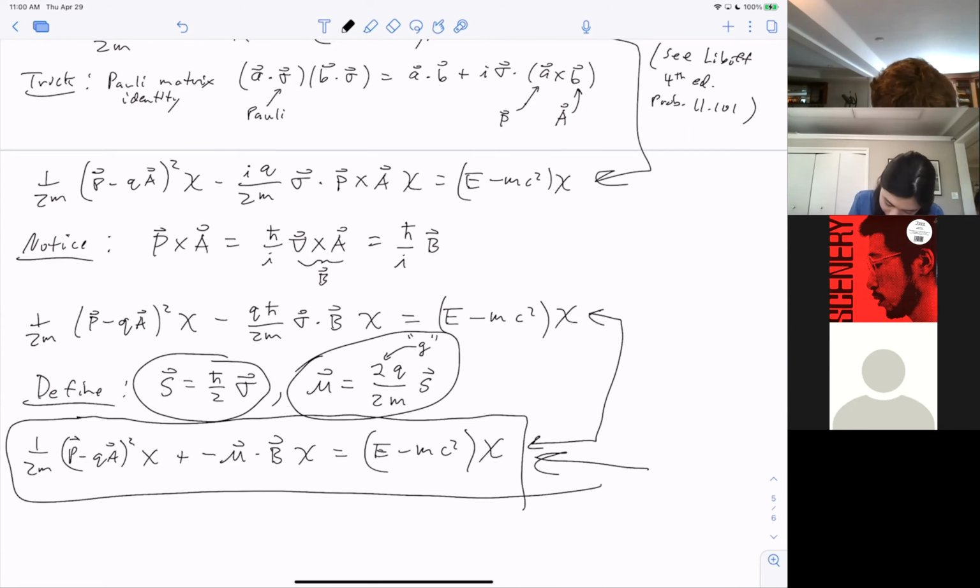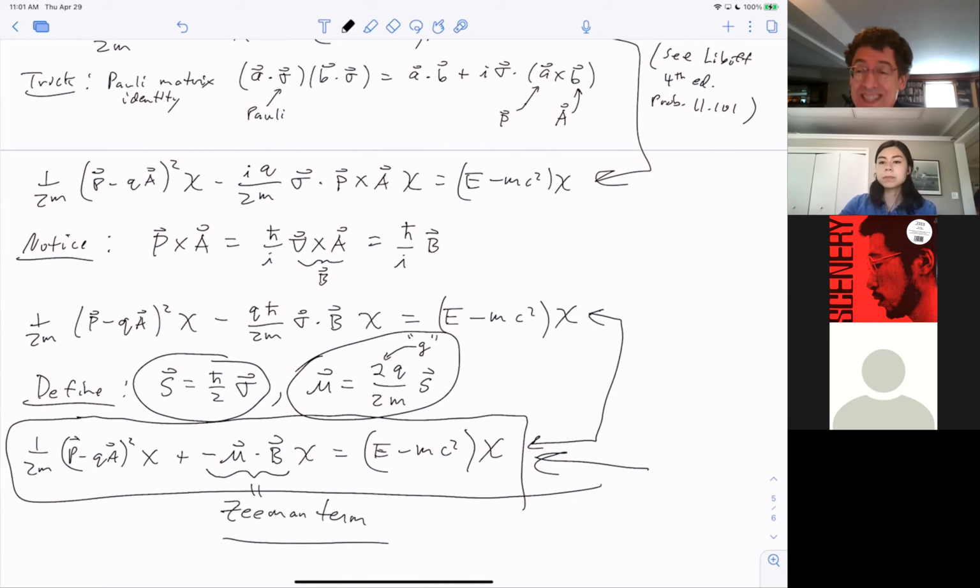And what is this? What is that thing? So the interaction term, we've dealt with it in this class. What's the name of that interaction term? It has a name. Zeeman effect. It's the Zeeman term. We have just derived the Zeeman effect.